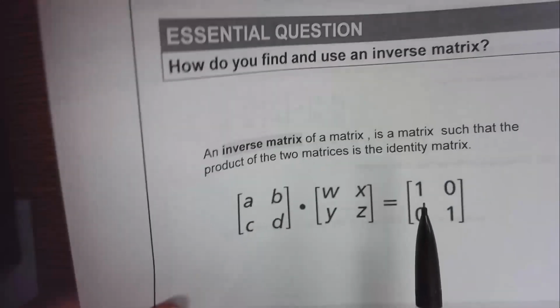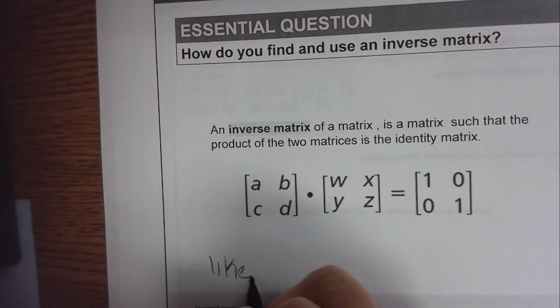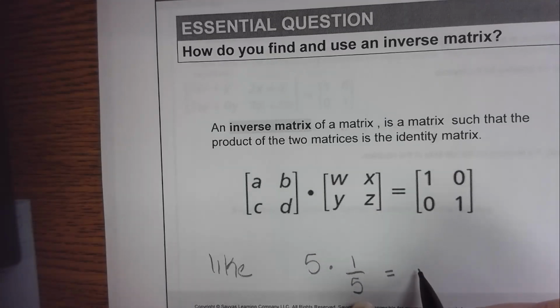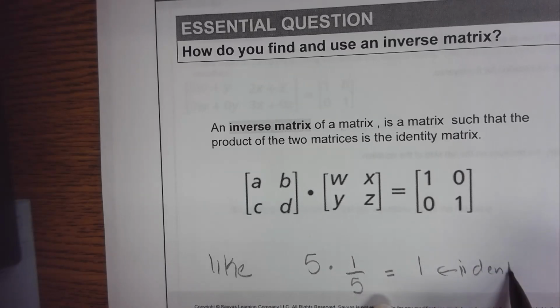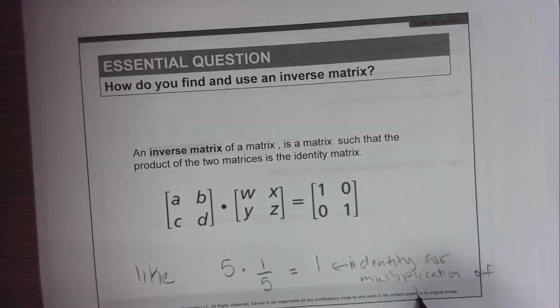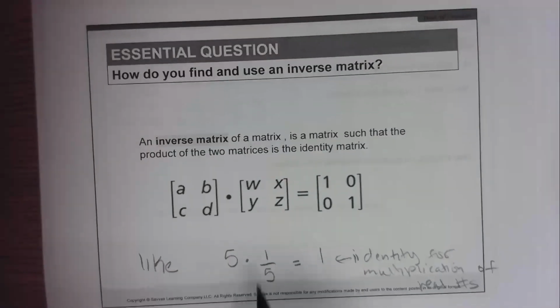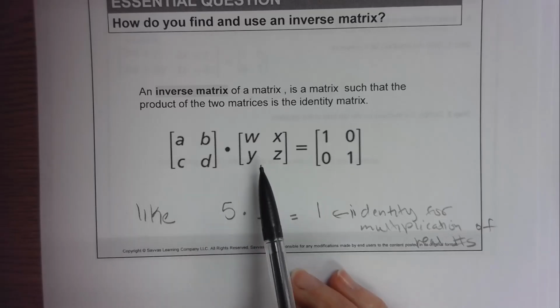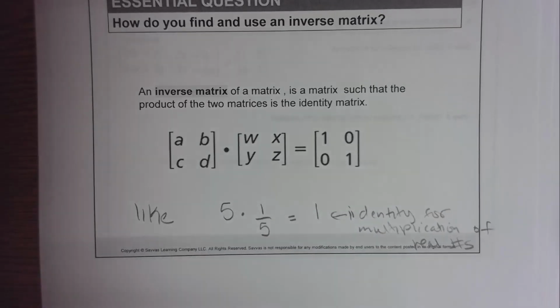This is just like you're used to with regular numbers. If you have 5 times 1/5, it gives you 1, which is the identity element, the identity for multiplication of real numbers. So you know this. If you multiply a number by its reciprocal, it gives you the identity. In matrices, it's the same idea. Multiply a matrix by its inverse matrix, it gives you the identity matrix.